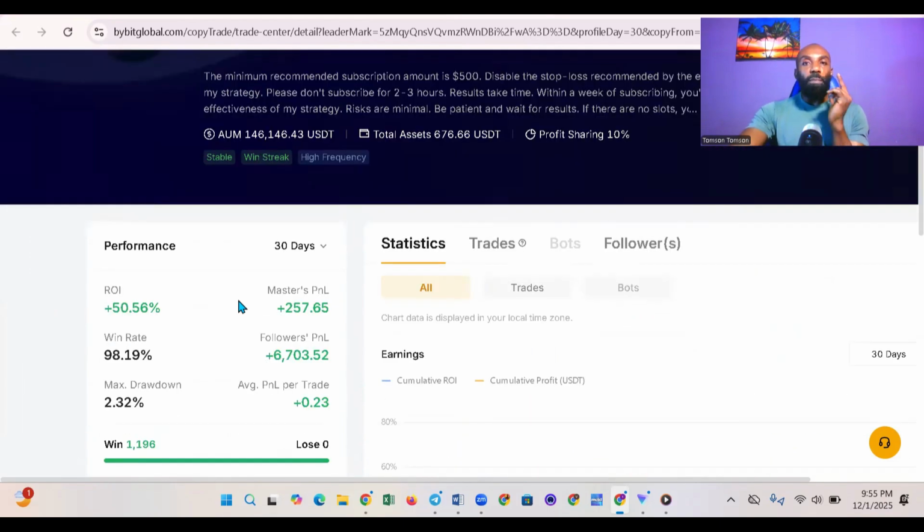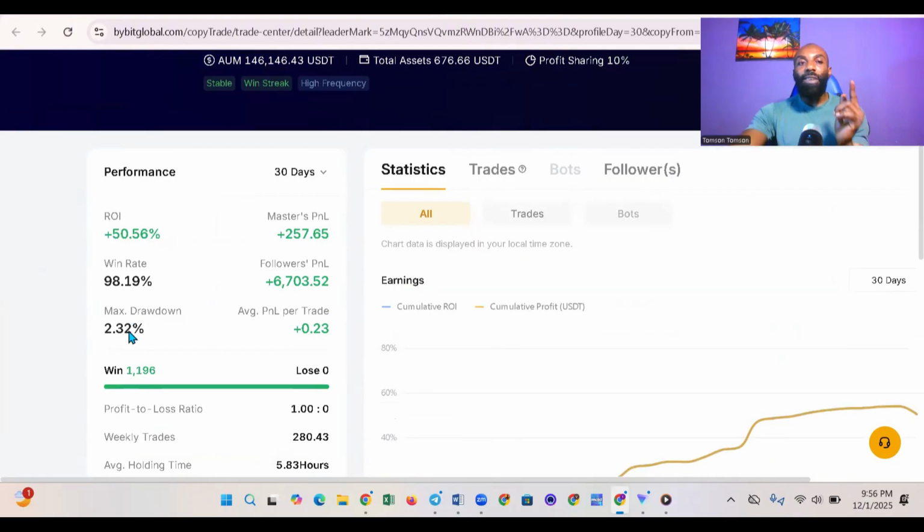So make sure you pay attention to these things: win rates, okay, return on investment, and also the max drawdown, okay? If these things are okay, if the max drawdown is less than 5%, it's a good trader, okay?